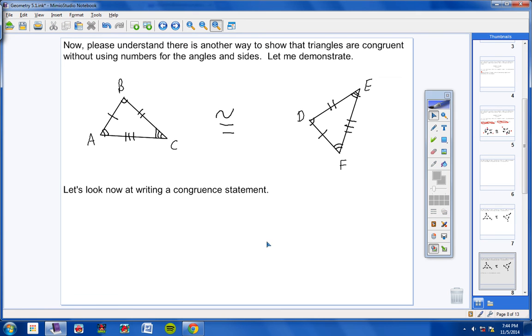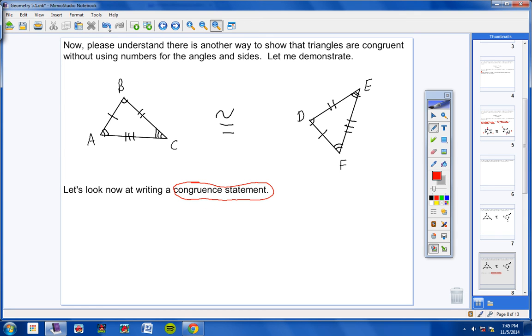Okay, do this. Now, let's look at writing a congruent statement. This is very important. Students, you have to know how to write a congruent statement. And I'm going to teach you right now. And I'm not bragging, but I'm going to teach you really well if you'll just listen and take some really good notes, okay? So let's look now at writing a congruent statement.